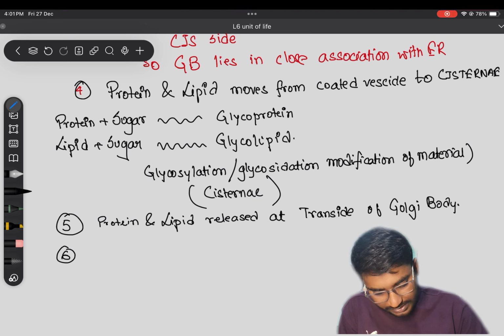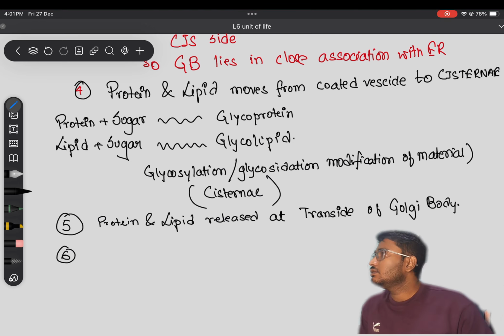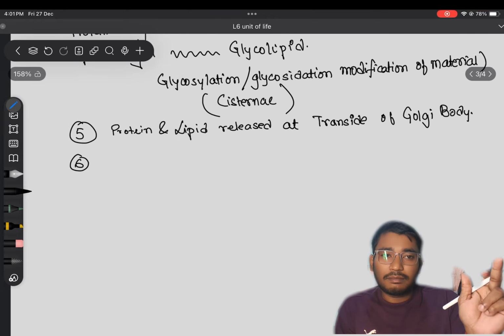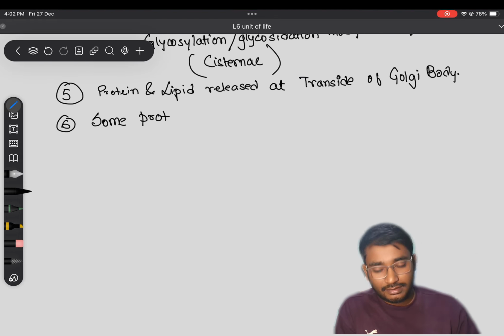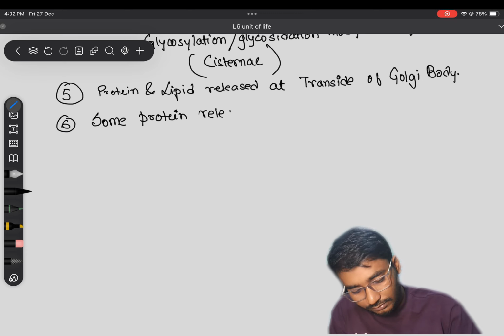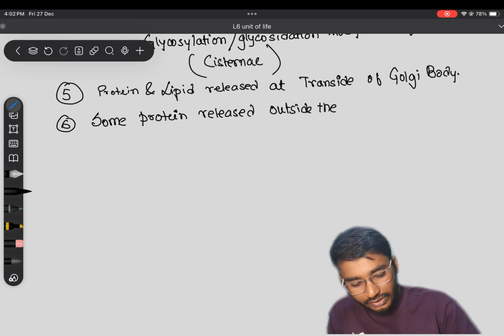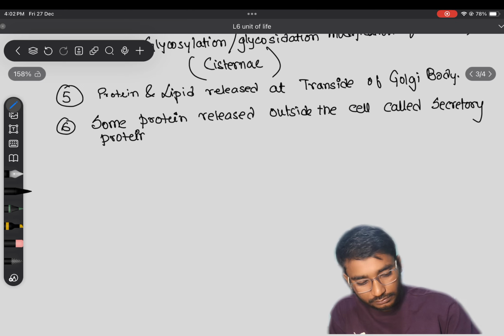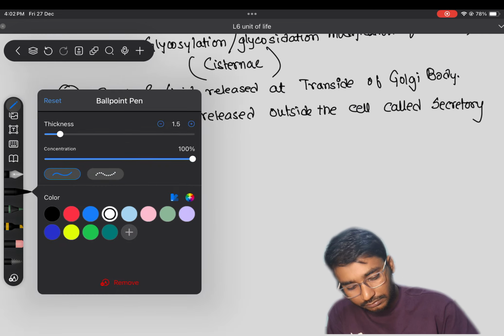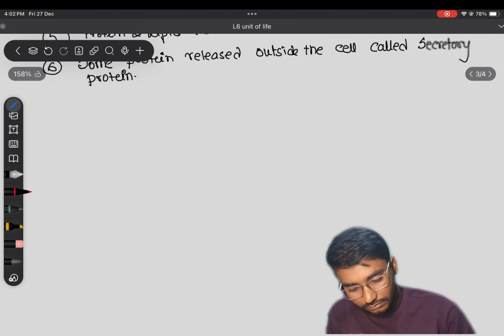Some proteins released outside the cell are called secretory proteins. So some proteins are secreted outside the cell. These proteins we call secretory proteins. Some proteins released outside the cell called secretory protein, that is called the secretion.